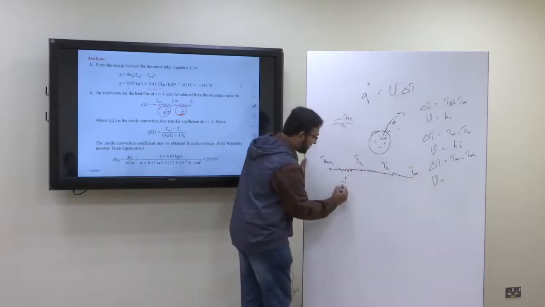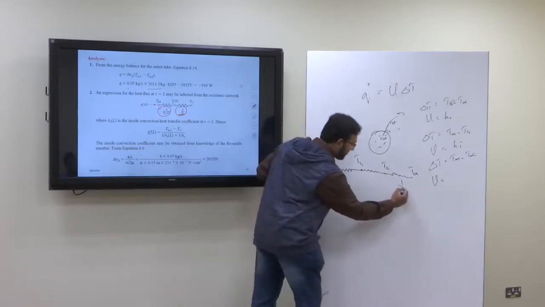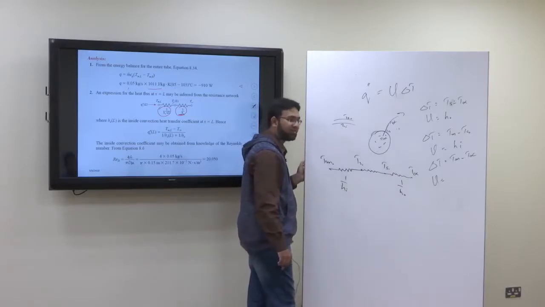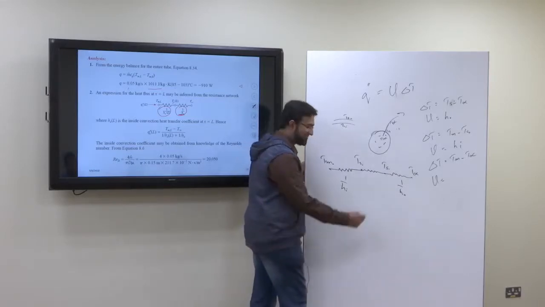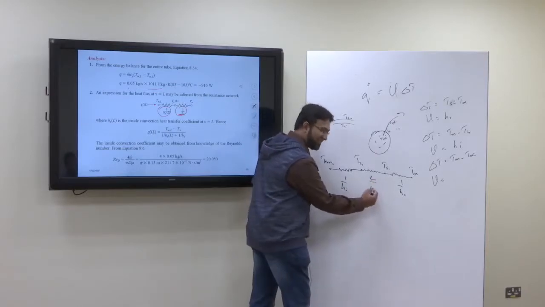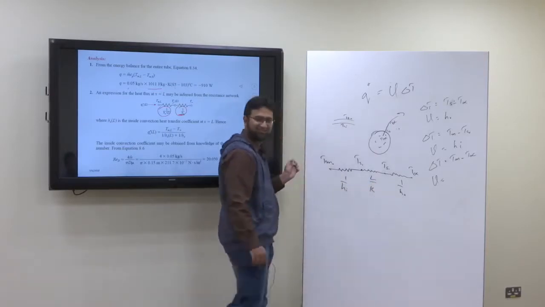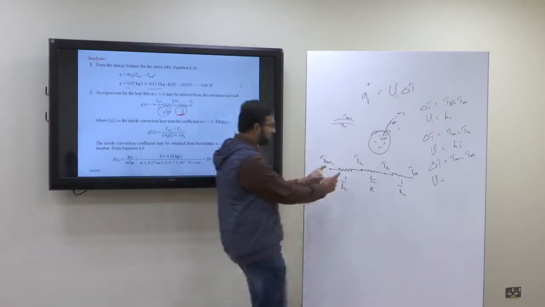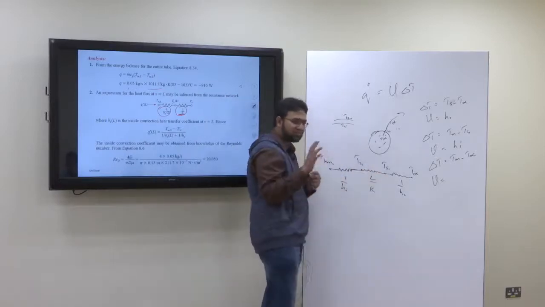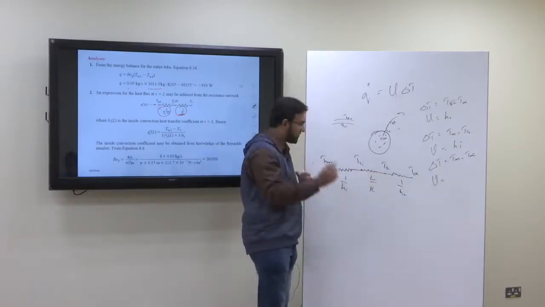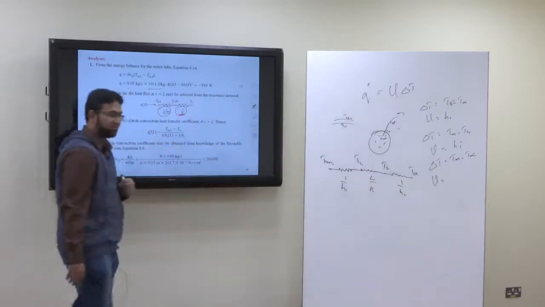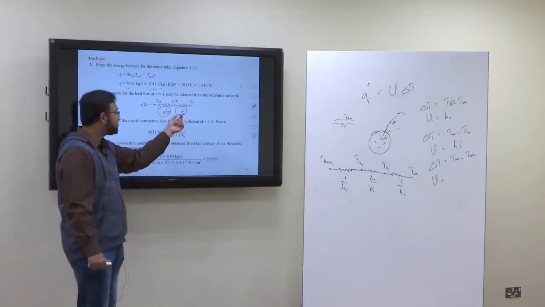So that will be 1 upon h inlet, this will be 1 upon h outlet, and this will be conduction. And what is conduction? L upon k. But here, the conductive resistance is almost negligible, since it's a very thin sheet. So T surface out and T surface in are the same. Now in this problem, h naught is given.